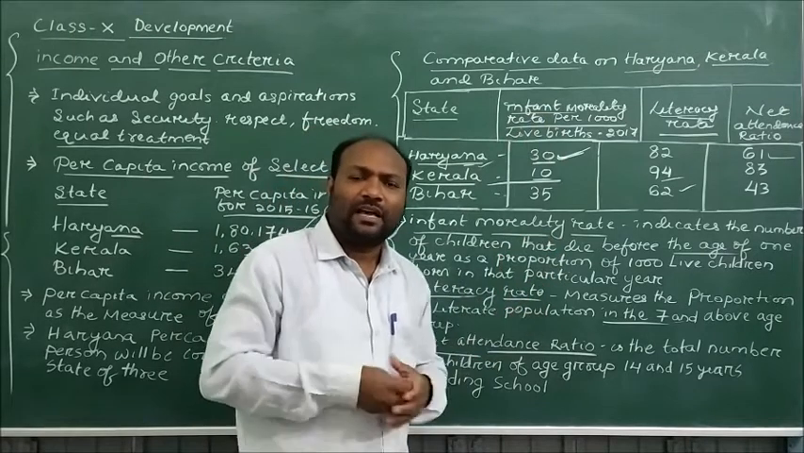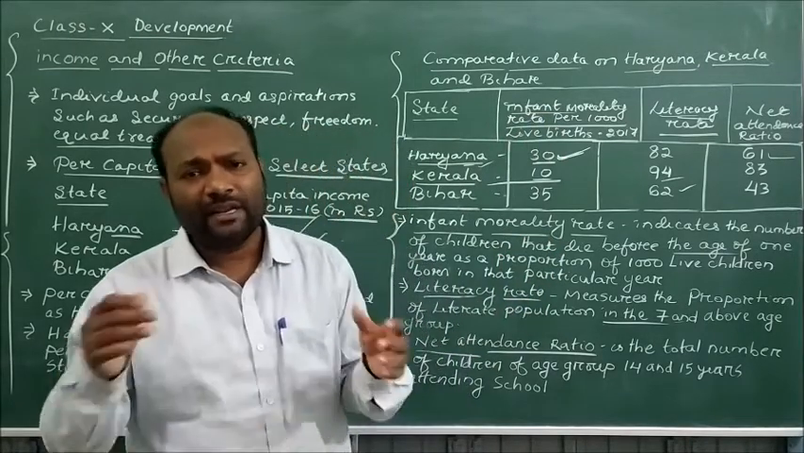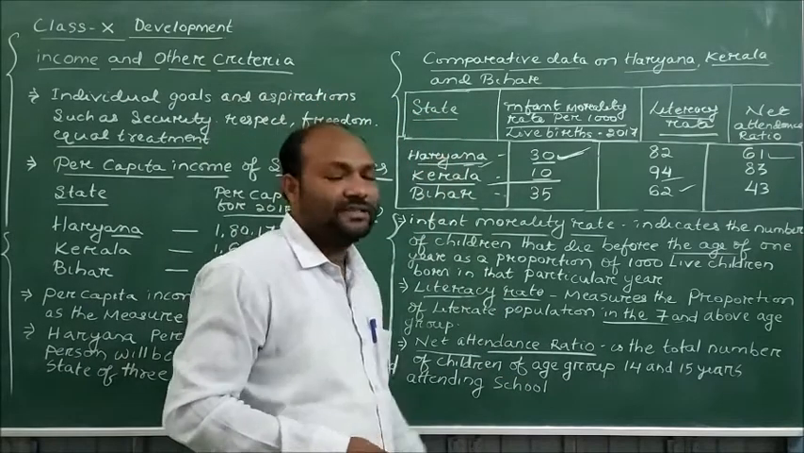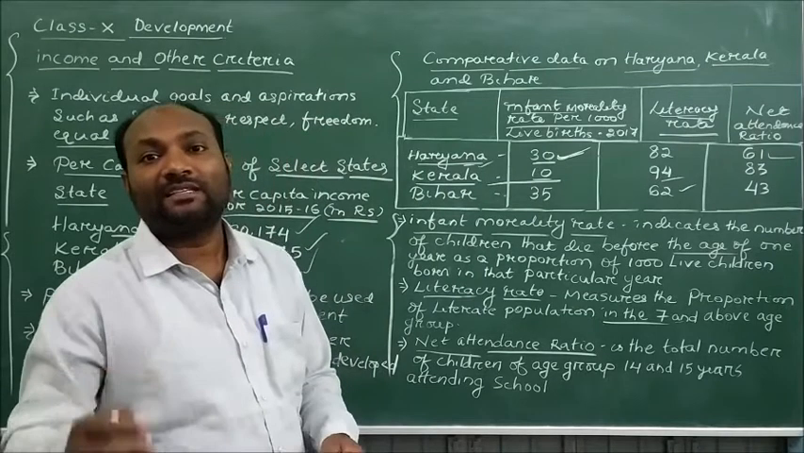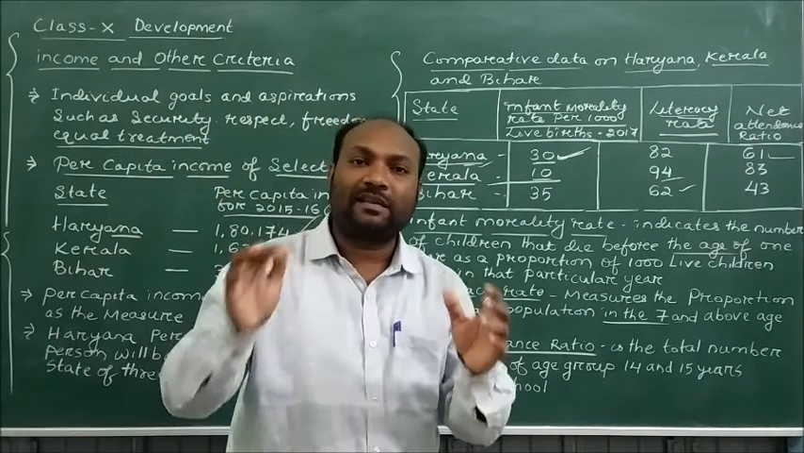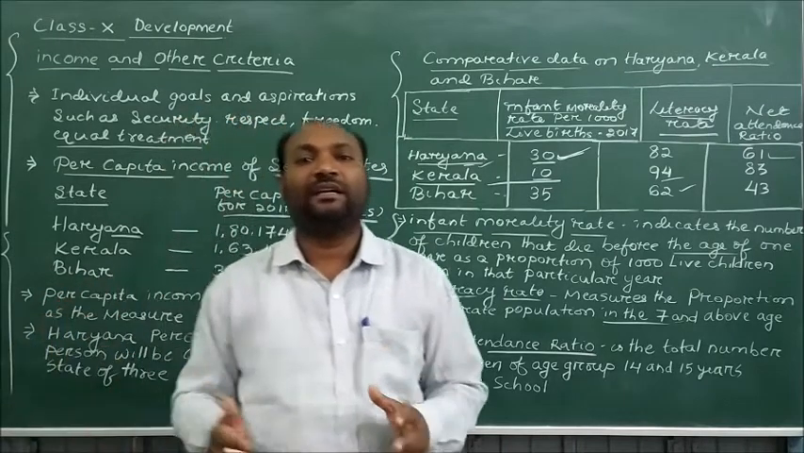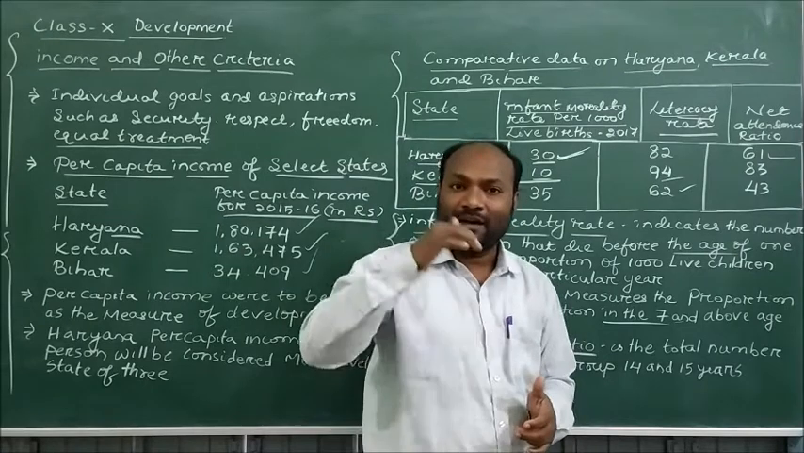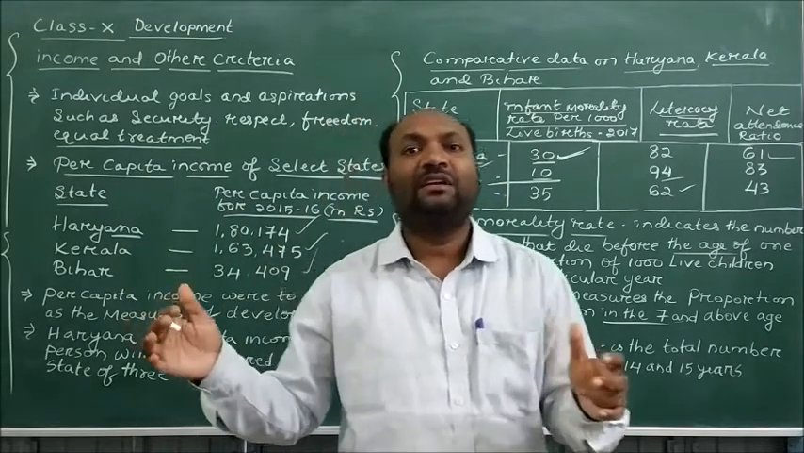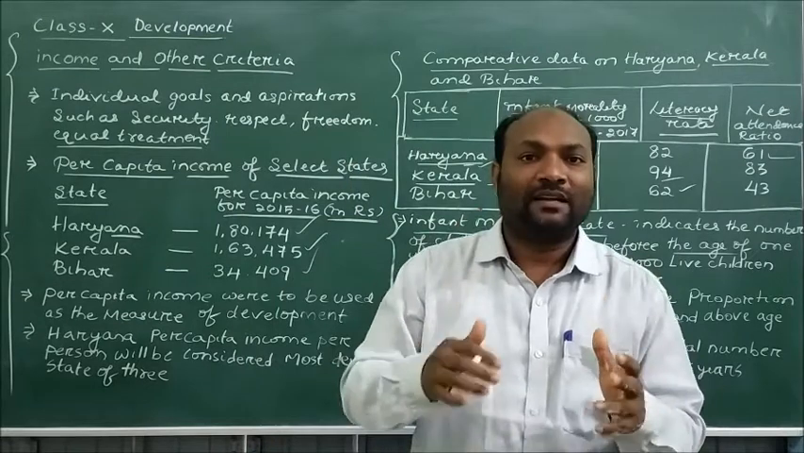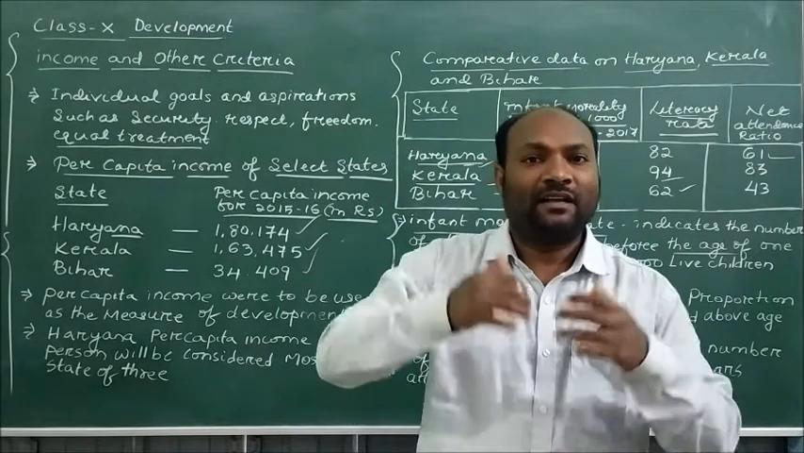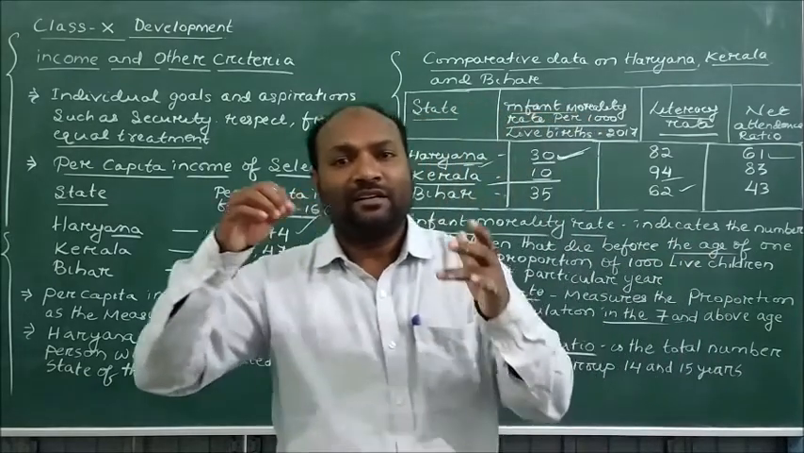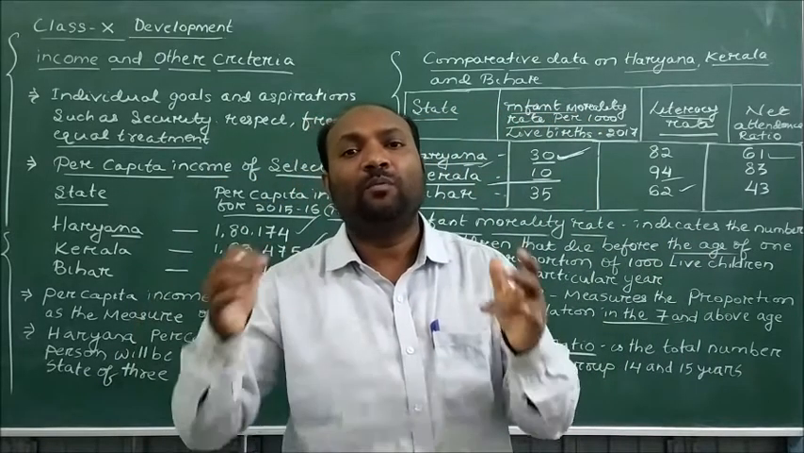So students, as we understood, in terms of all these three criteria, Kerala is much better than these two states, because Kerala is highly developed here. People are educated, parents are educated. Due to that, they give importance to health facilities. They have better facilities in the state. Due to that, their literacy rate is very high, their infant mortality rate is very low, and their school going children are more and more.